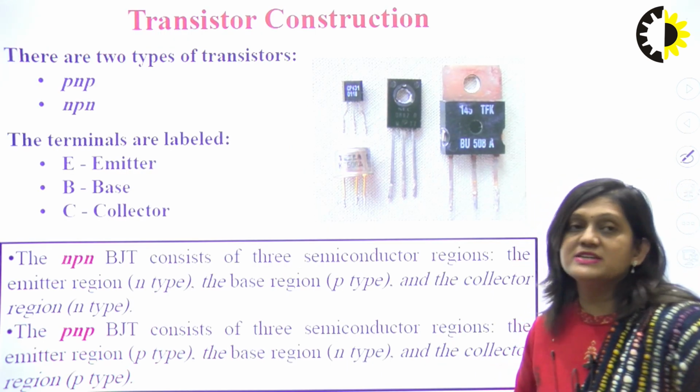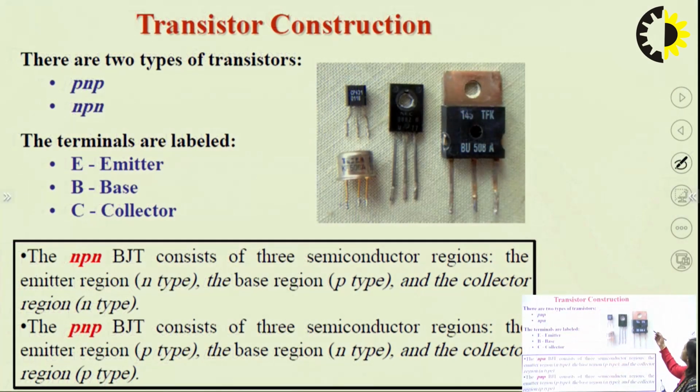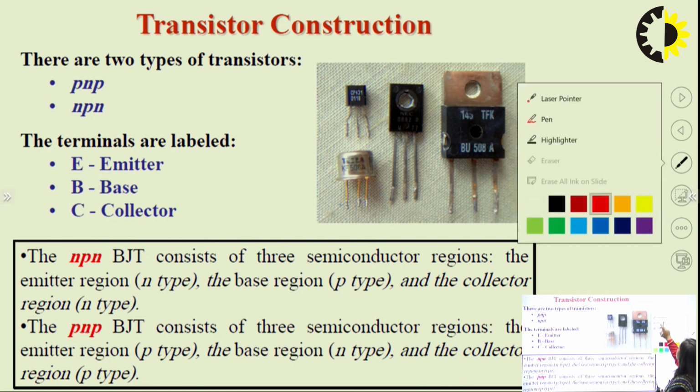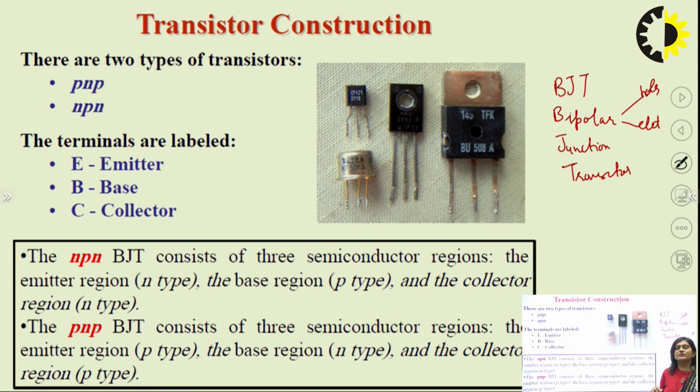Basically, BJT is a bipolar junction transistor. Bipolar means there are two types of charge carriers in the BJT. That means it has holes and electrons. Holes and electrons, both types of charge carriers play an important role in current conduction in the transistor, and it is of two types, PNP and NPN.